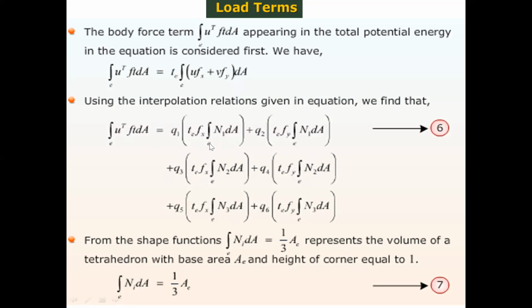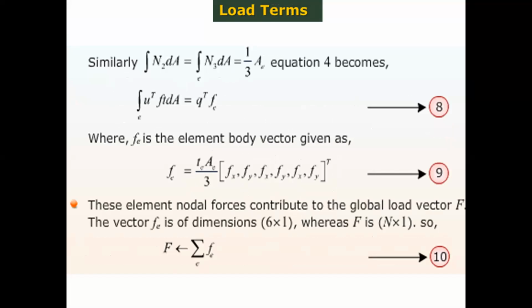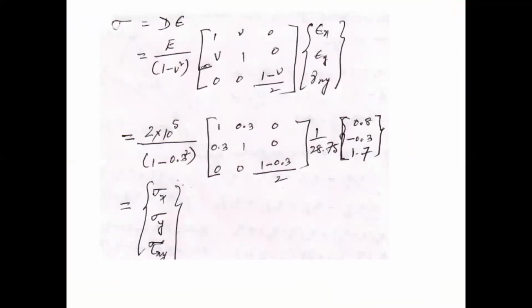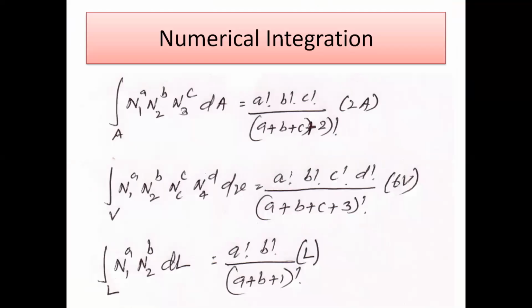And here this integral is an area integral. So for the area integral of N1 dA, we can use numerical integration. If you see the numerical integration here, the line integral of N1 to the power A, N2 to the power B, or Xi1 to the power A, Xi2 to the power B, in any form you can write. The line integral over dl is A factorial, B factorial, divided by A plus B plus 1 factorial, into L.